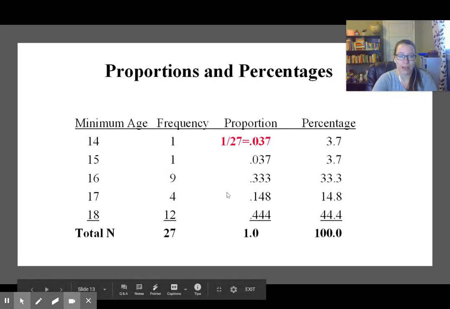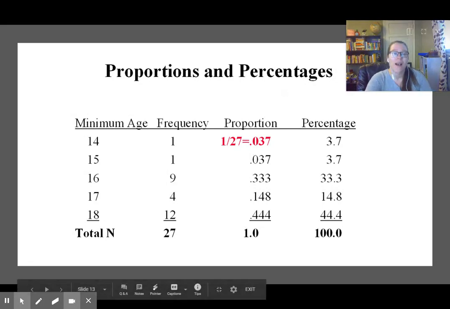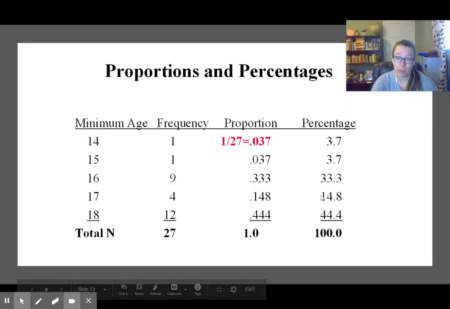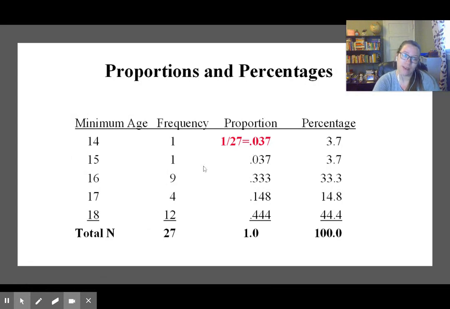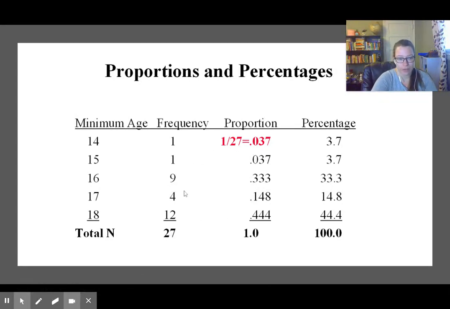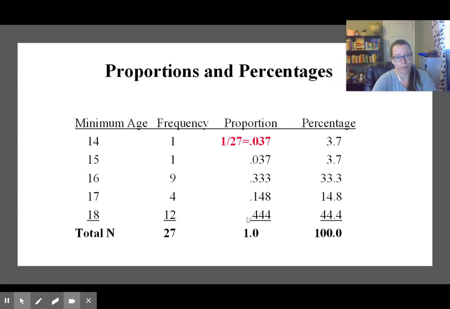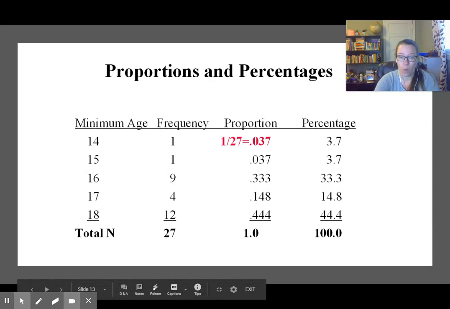16, we're going to do 9 divided by 27, which gives us 0.333. Multiply that by 100, that gives us 33.3%. 17, minimum age, we're going to take 4, divide it by 27, our total number of cases, that gives us 0.148. Multiply it by 100, it gives us 14.8%. And finally, age 18, our frequency is 12. We're going to divide that by 27. That's going to give us 0.44444444. We multiply that by 100, that gives us 44.4%.